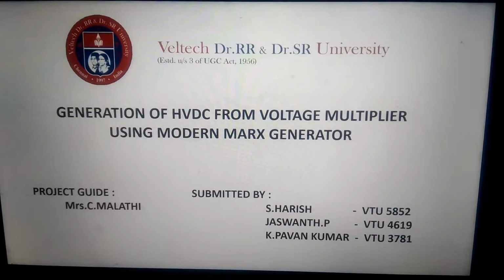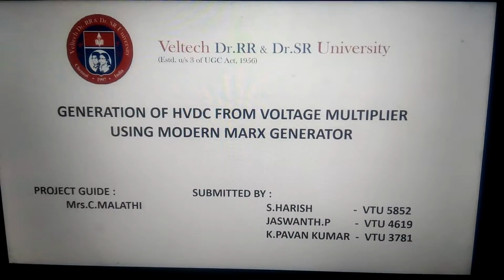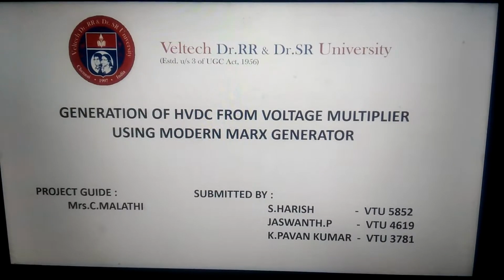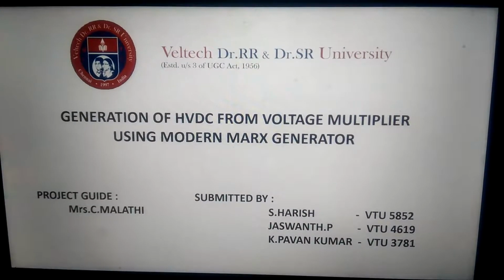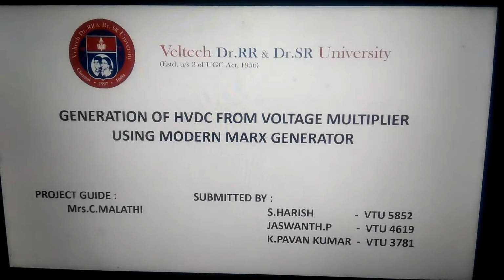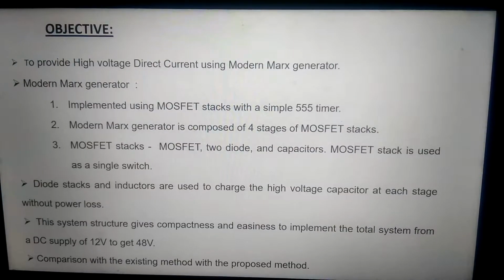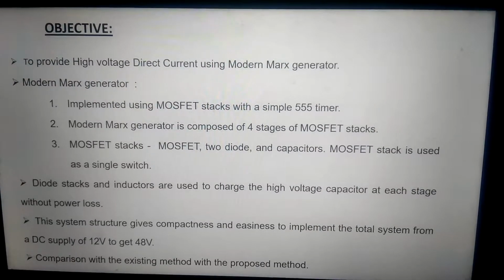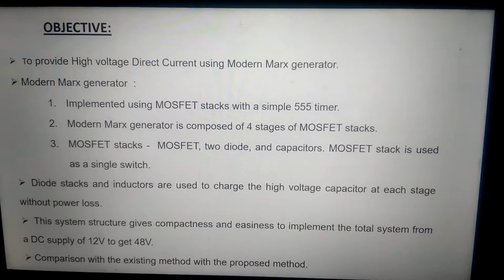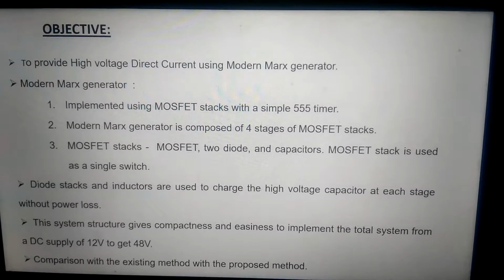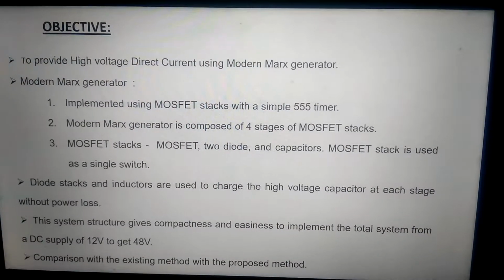Hi guys, this is our final year project, titled Generation of High Voltage Direct Current from Voltage Multiplier using Modern Marx Generator. And this is Pawan, our batchmates are Harish and Deswan. And this is the main objective of our final year project, that is to produce high voltage direct current using Modern Marx Generator.